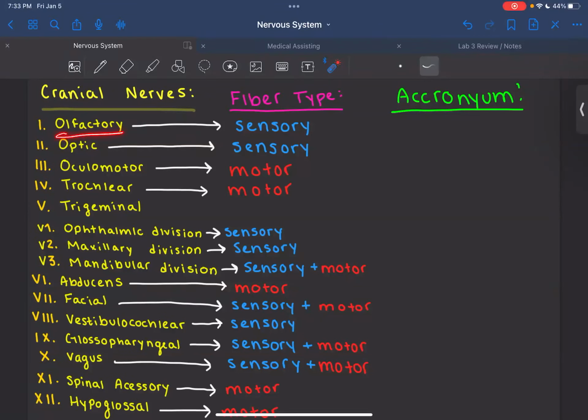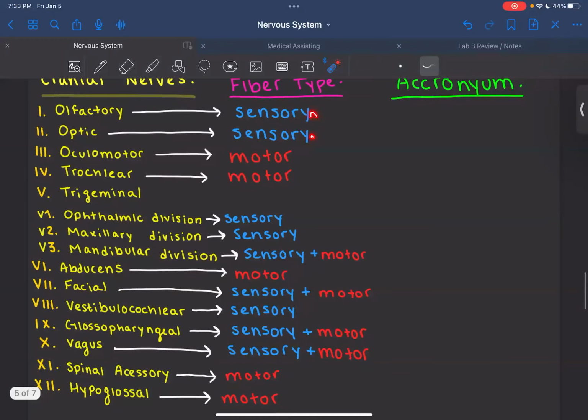We have olfactory, optic, oculomotor, trochlear, trigeminal, and trigeminal, tri meaning 3, has the 3 divisions here. So we have ophthalmic division, maxillary division, and mandibular division. We have 6 being abducens, 7 being facial, 8 vestibulocochlear, 9 being glossopharyngeal, 10 being vagus, 11 being spinal accessory, and 12 being hypoglossal. So the fiber types, I have them all listed here already.